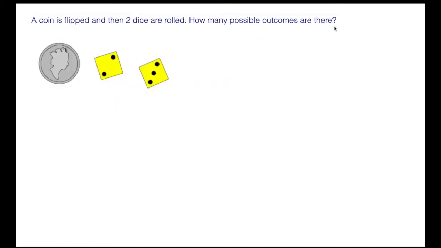A coin is flipped and then 2 dice are rolled. How many possible outcomes are there? For the first step, there are 2 different ways that you can get a result. For the second, there are 6 different ways. The die has 6 sides. You have 6 numbers to come up. For the third step, 6. It's 2 times 6 times 6, which is 72.